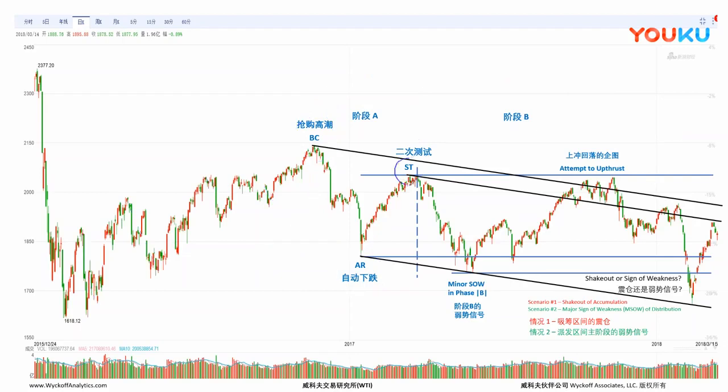Look at the secondary test that concludes phase A. And those are the elements in phase A: buying climax, automatic reaction, secondary test. The secondary test comes at a lower level than the buying climax. We would have to rally to this high right here to produce the same type of the price travel as we had from buying climax to the automatic reaction.